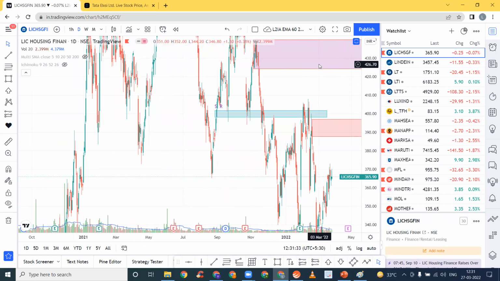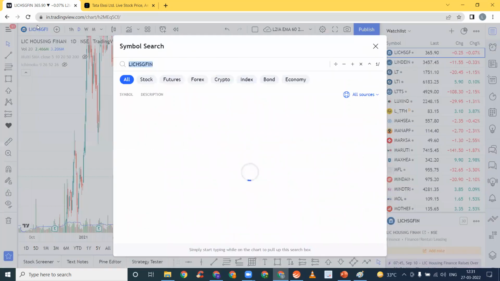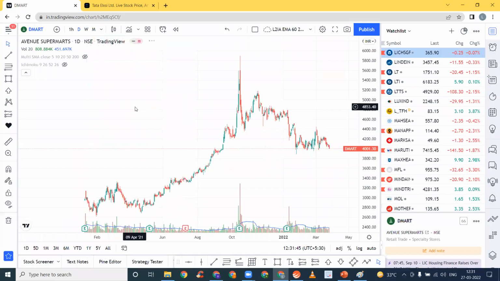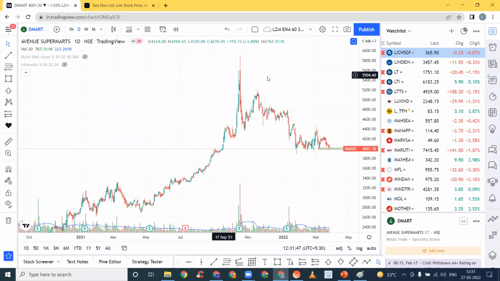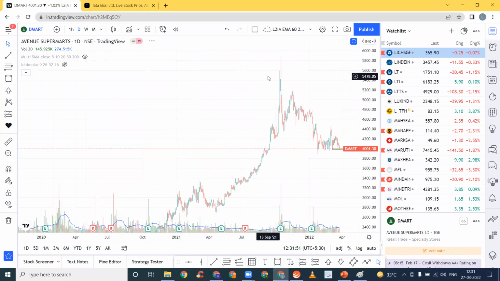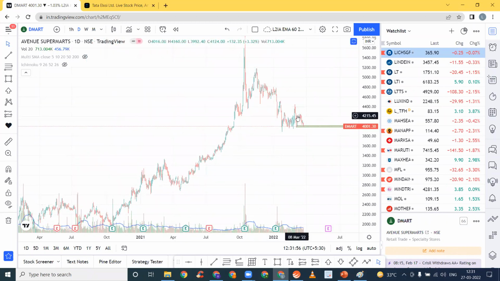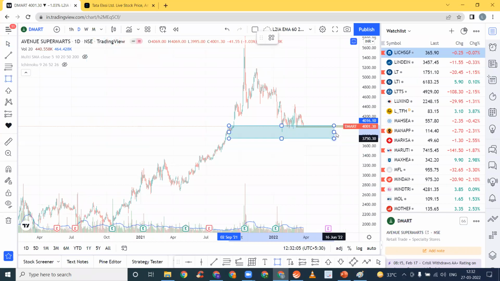Anybody else? There was DMart also. I think it is not a bad stock to own right now. There is no problem in that. DMart, if you want to take a time horizon of around 6 months, it will be good basically. It will not give you returns right now, but as you can see here, this is a support area, and it is exactly sitting at that level. The resistance has been broken, it has gone down, taken support, and you can see here multiple times it has come at this level.